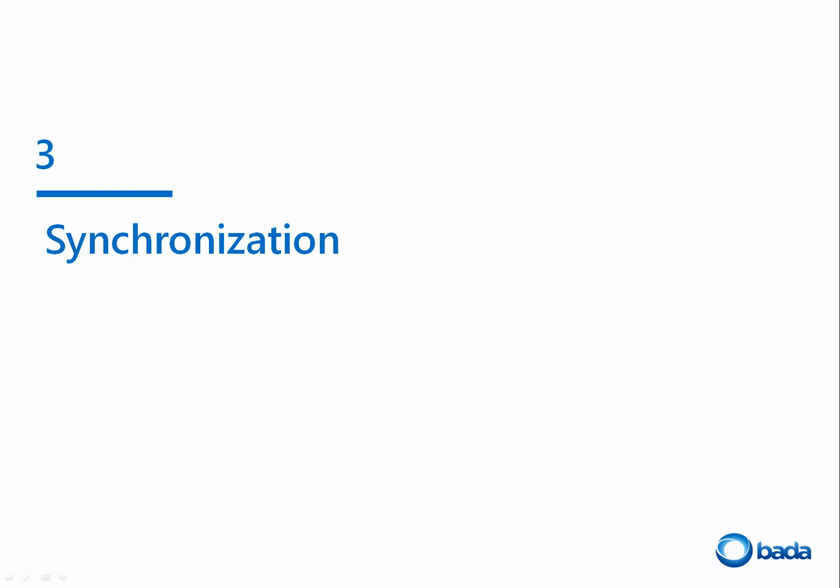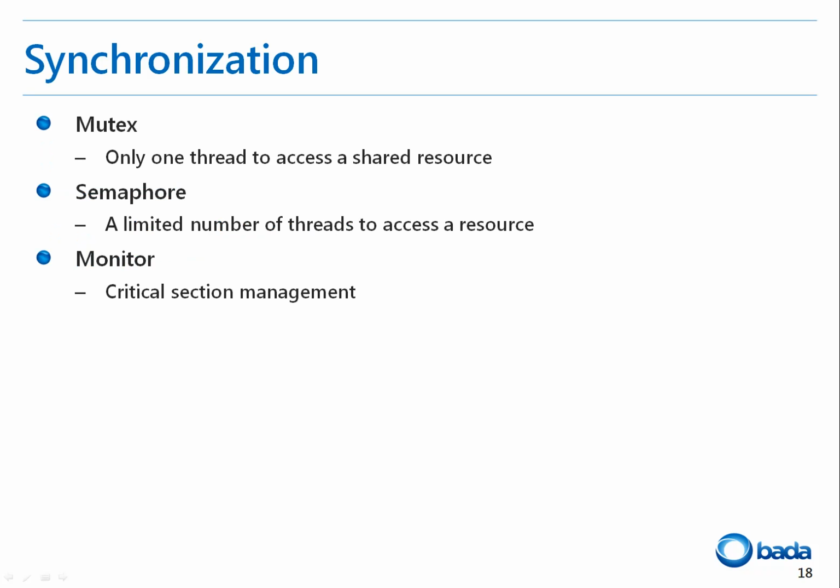Next, I'll talk about the classes related to the synchronization between threads. Bada provides the Mutex, Semaphore, and Monitor classes for synchronization. The Mutex class limits access to a resource shared with threads so that only one thread can access the resource at a time. The Semaphore class limits access to a resource shared with threads so that only a specific number of threads can access the resource at a time. The Monitor class is for managing a critical section.